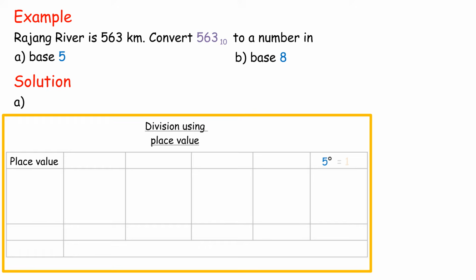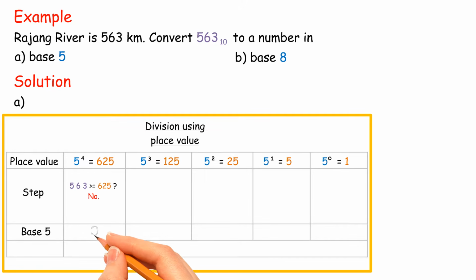5 to the power of 0 equals 1. 5 to the power of 1 equals 5. 5 to the power of 2 equals 25. 5 to the power of 3 equals 125. And 5 to the power of 4 equals 625. After that, let us check, is 563 greater or equal to 625? No. Thus, write 0 in base 5.